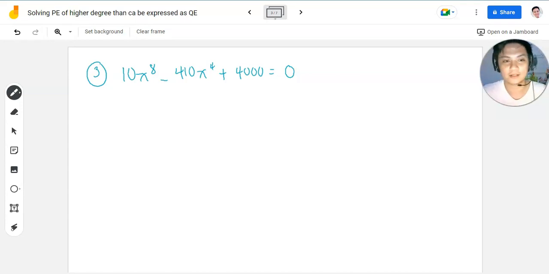And our next example, this equation here, 10x raised to 8 minus 410x raised to 4 plus 4,000 equals 0. Ayan. So, the higher exponent of variable x here is 8, tapos yung lower naman ay 4. So, yung 8 is expressible as twice 4. So, meaning, yung x raised to 8 can be expressed using this, x raised to 4. Okay? So, ibig sabihin, we let, and the result will be quadratic na equation.